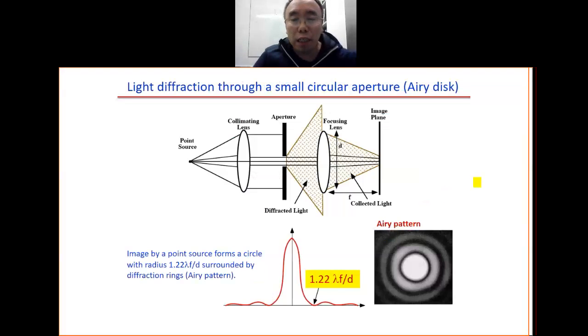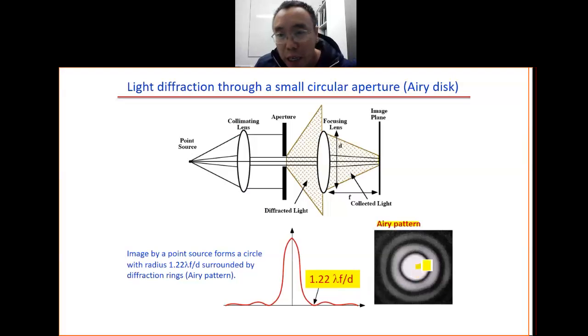We know that when a plane wave comes to a lens, it will be focused to a spot. Ideally, this spot will be zero dimension, that means the size of the spot should be 0 nanometer. But because of diffraction, what we get on the focal plane is actually something like this. This is called the Airy pattern, and its radius is given by this formula: 1.22 lambda f over d.